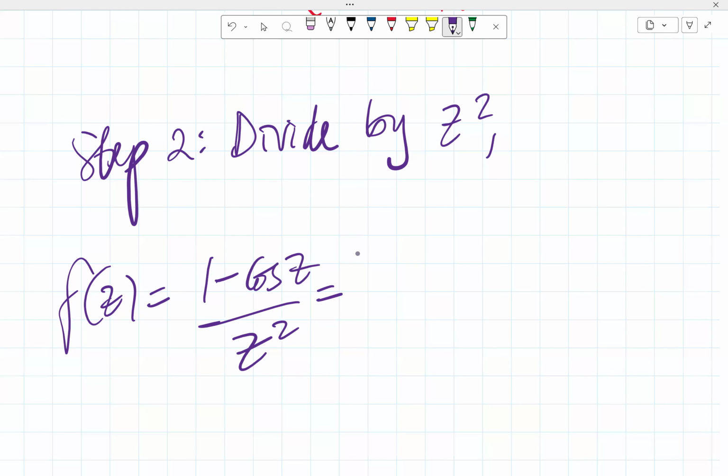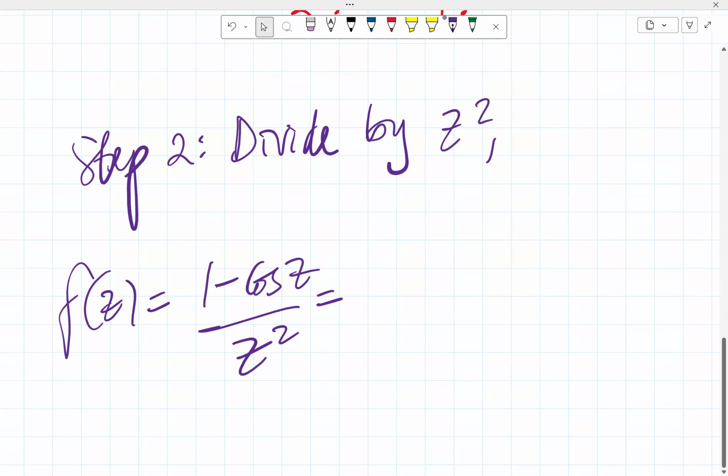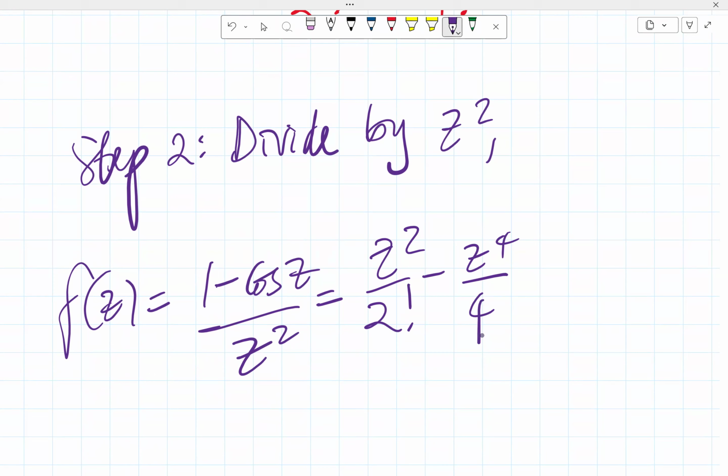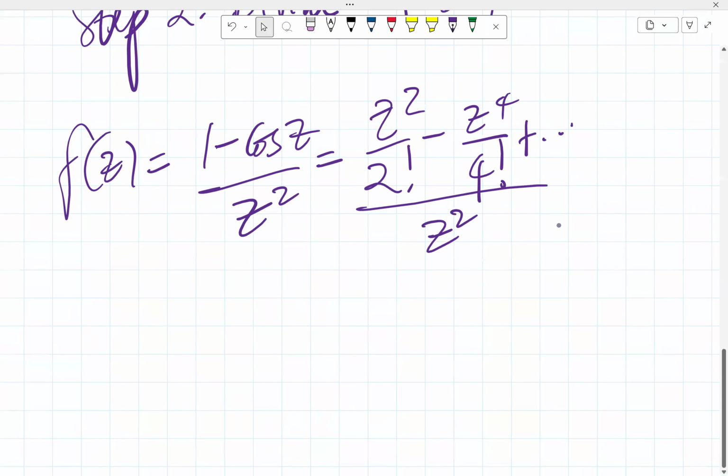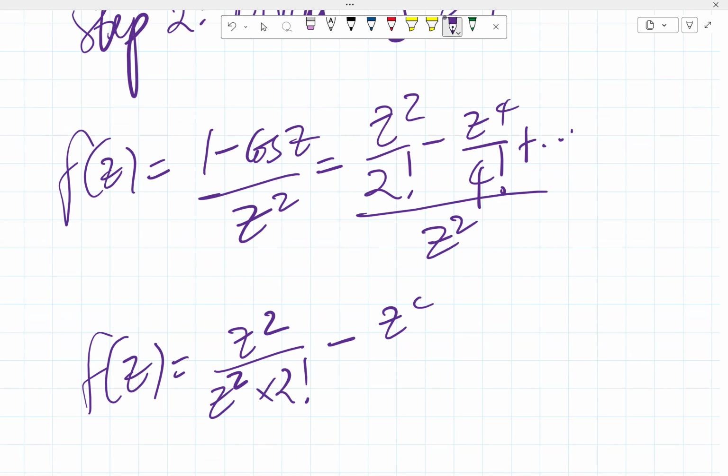And 1 minus cos z, we already got that to be z squared over 2 factorial minus z raised to 4 over 4 factorial plus all that, now divided by z squared. So that means f of z is equal to, we are dividing by z squared, right? So that's like z squared all over z squared, and then we have the 2 factorial there already, minus z raised to 4 all over z squared, 4 factorial, plus every other thing.